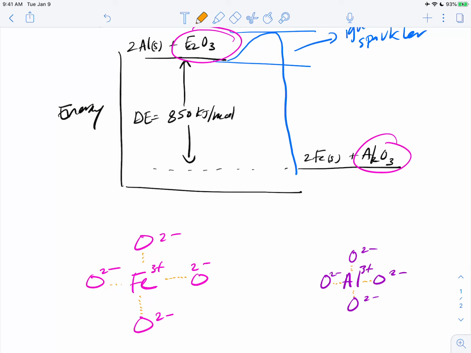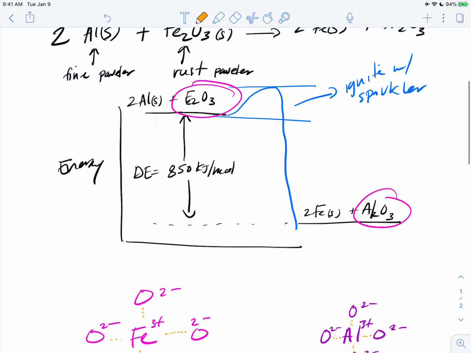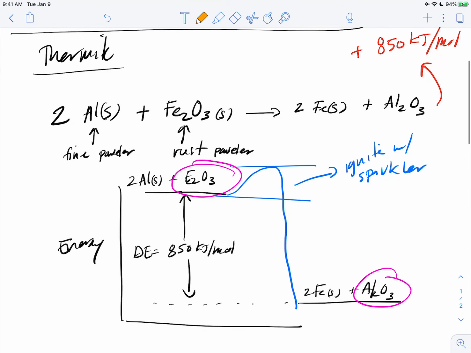So that's the main reason why, even though they look very similar, they have different properties. Specifically, the attraction strength of the aluminum and oxygen are much greater because the oxygens can get much closer to the aluminum, increasing those interaction strength. So that's thermite, and that's a little overview of the reaction. We're going to be pouring aluminum and rust together.